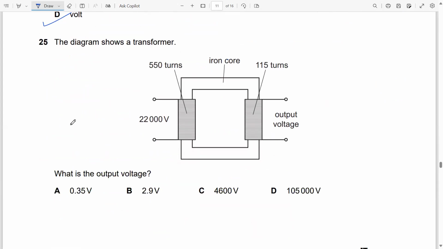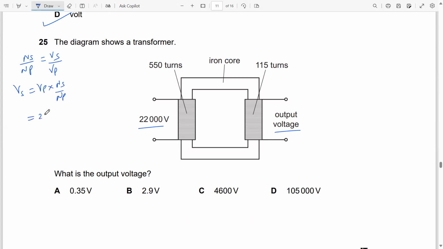25. The diagram shows a transformer. What is the output voltage? So to find the output voltage, we can use this ratio: number of turns in secondary divided by number of turns in primary is equal to voltage across secondary by voltage across primary. So primary here is input and secondary here is output. So output we have to find, that is Vs. So it will be Vp into Ns by Np.